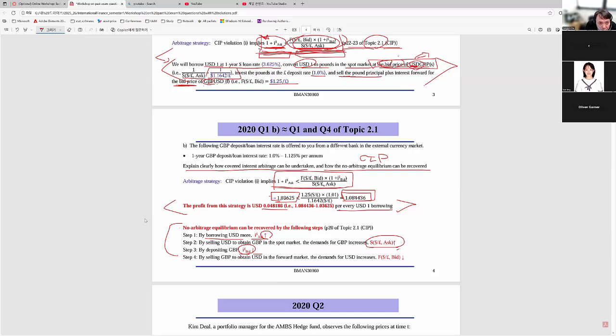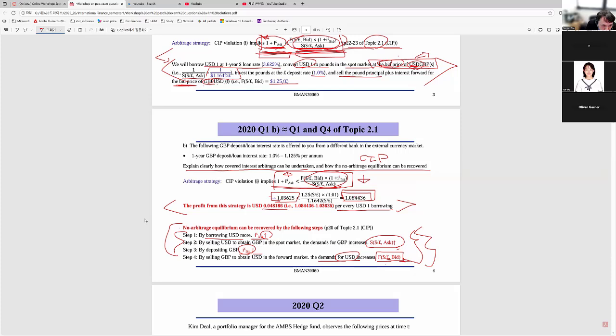Then finally, after 1 year, everyone is trying to sell pound and get dollar. So more demand for dollar in the forward market. That means the dollar per pound will go down. So the demand for dollar increase means dollar appreciate and pound depreciate in the forward market. So this one should go down. So because of this, by implementing arbitrage strategy, each step, eventually this one will go up and right hand side will go down.